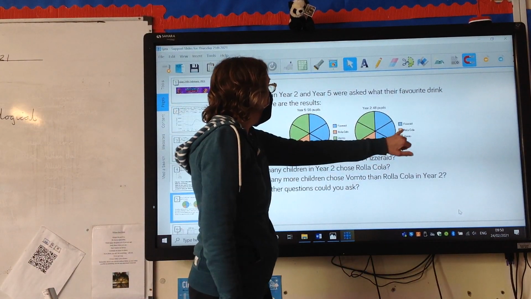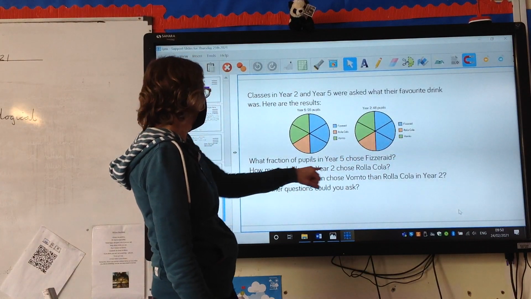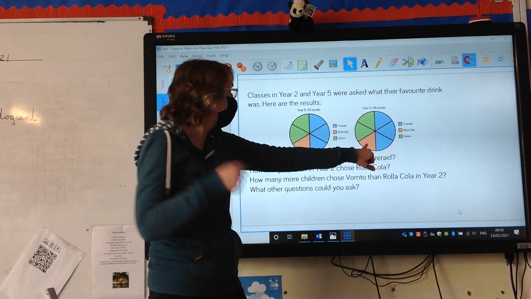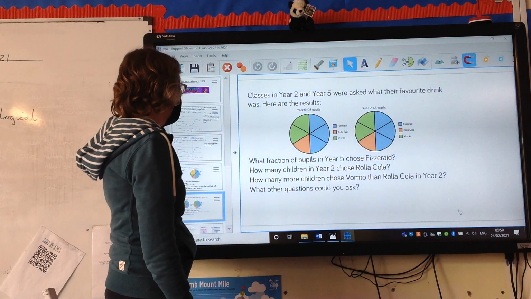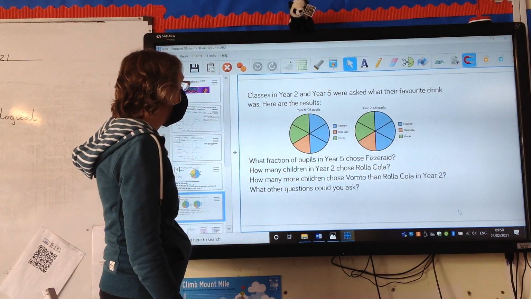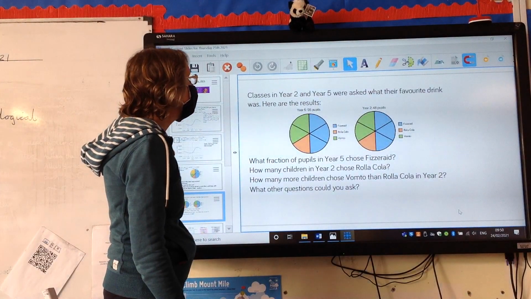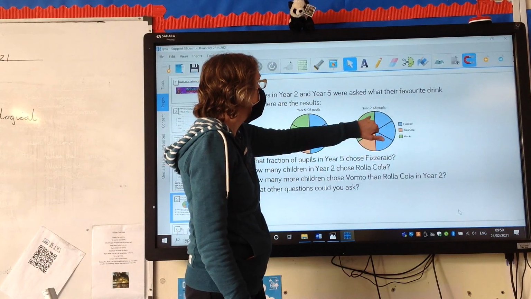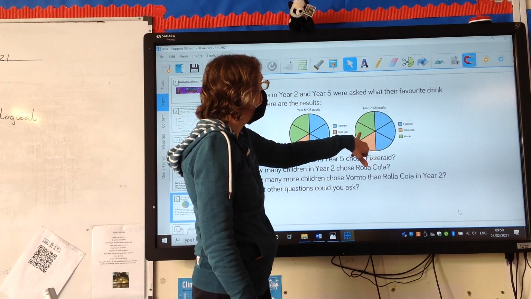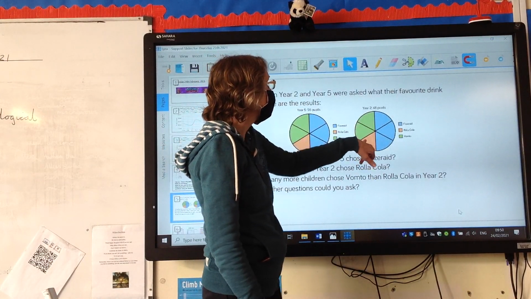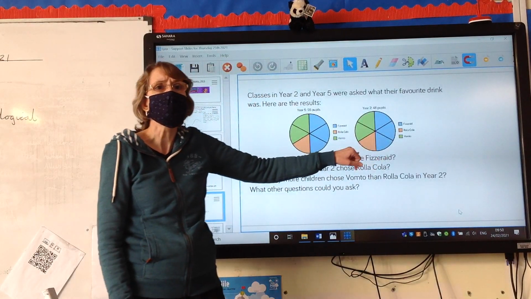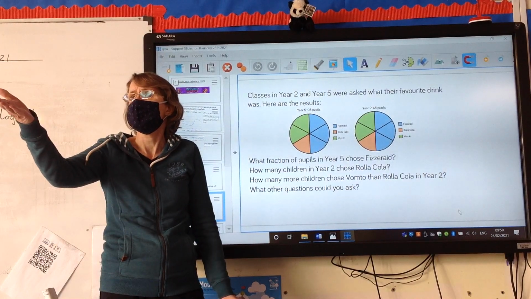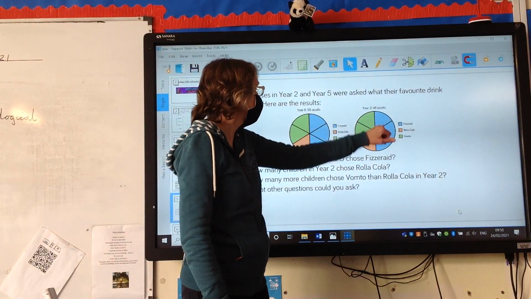So, how many children in year 2 chose Roller Cola? It's only one section, so it must be 8. Good, well done. How many more children chose Vomto than Roller Cola in year 2? So 2 lots of sections, so 2 lots of 8 chose Vomto, 1 lot of 8 chose Roller Cola. So how many more children chose Vomto? 8, yeah, 8 more. So each section represents 8.